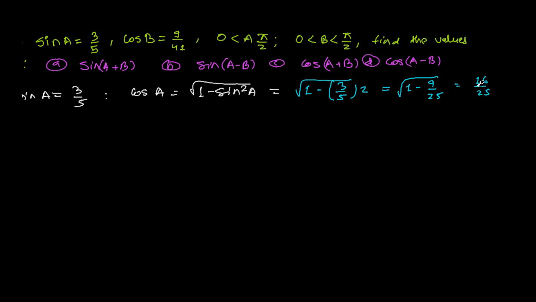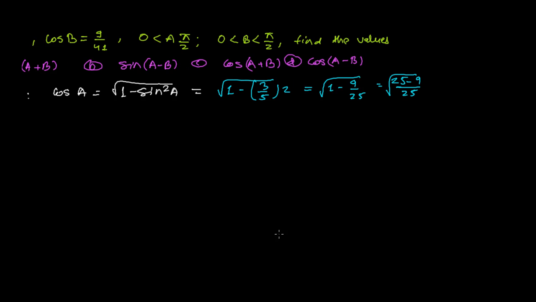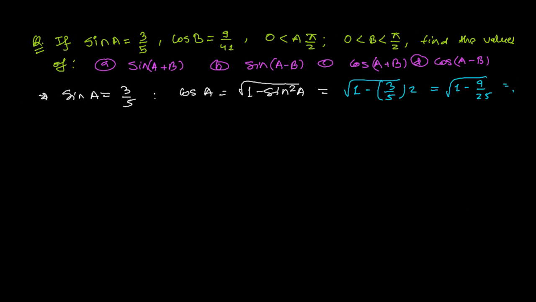You might not be understanding, I'm taking steps fast. 25 minus 9 over 25. Finally, 25 minus 9, that's going to be 16/25, and the square root of that is 4/5. So we got our cos A as 4/5.